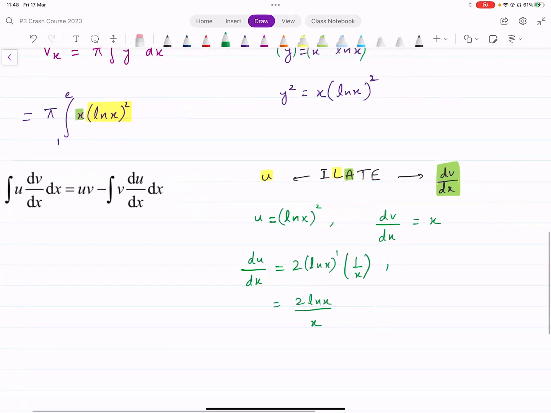Now what about v? For v, we would need to integrate dv over dx. Its integral is going to be v equal to x squared over 2. All right, so increase the power of x by 1 and divide by the increased power. That's the value of v that we're getting. Just input these in this formula and see what you get from that.